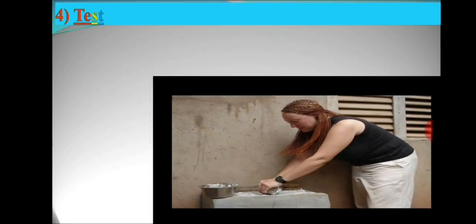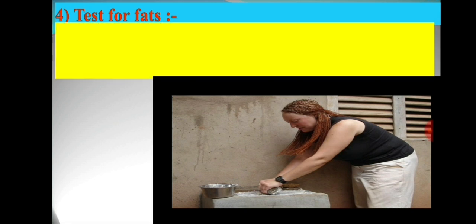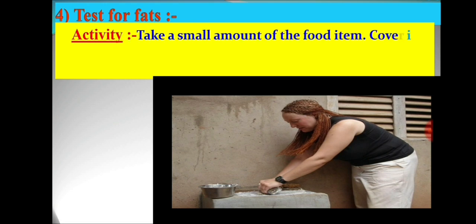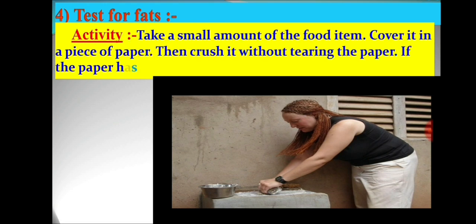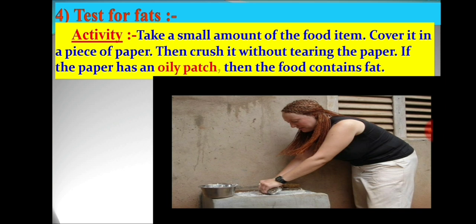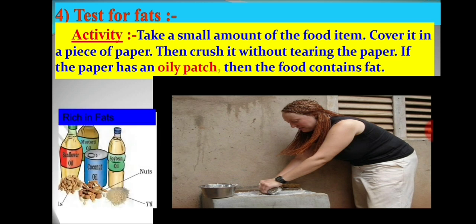Now test for fats. This is very easy. Take a small amount of food, wrap it in a piece of paper and crush it without tearing the paper. If the paper has an oily patch, the food contains fats. Foods rich in fats include sunflower oil, groundnut, almond, nut, coconut, soybean, and mustard oil.